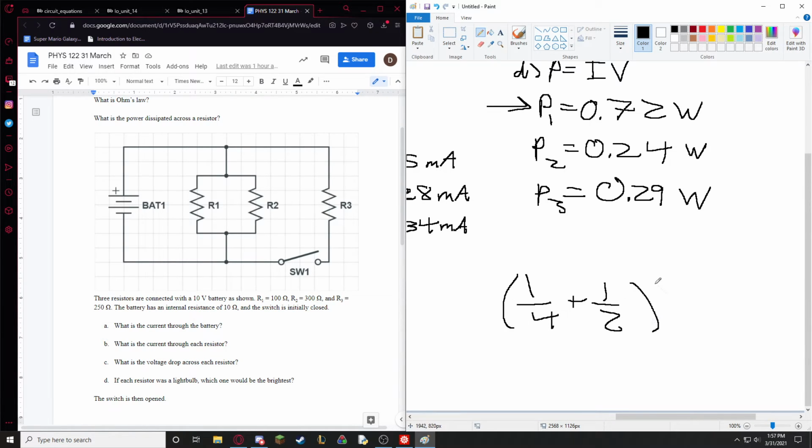1 over 4 plus 1 over 2 to the negative 1 is going to be 3 over 4 to the negative 1, which is going to be 4 over 3, so about 1.3. But if we ignore the 1 over 4, then 1 over 2 to the negative 1 ends up being 2, so it actually goes up. Does that make sense? Yes. So by removing a resistor, the resistance goes up.